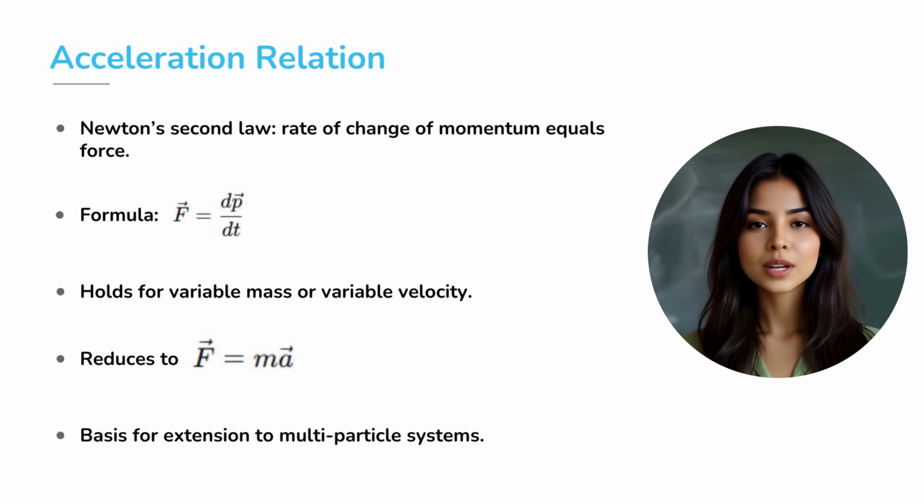Now, Newton gave us a deeper connection. He said force is not just mass times acceleration, more generally, it is the rate of change of momentum. That is, force F equals dp by dt. If mass is constant, this reduces to the familiar F equals ma. But the broader form is powerful. It works even when mass changes, like in rockets ejecting fuel. So Newton's law in momentum form is the foundation for extending motion analysis to entire systems of particles.